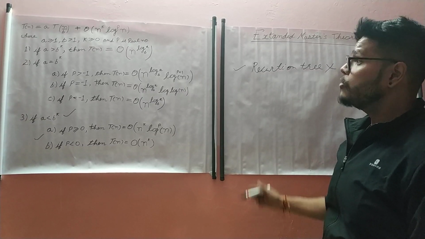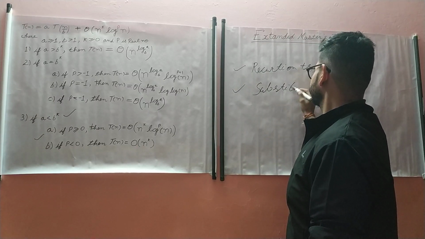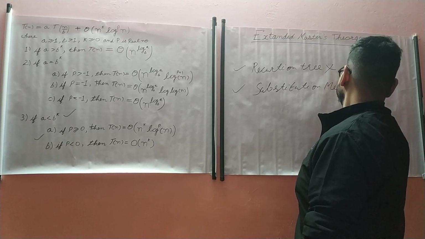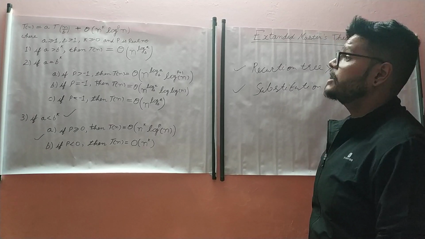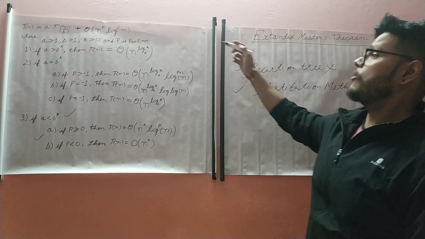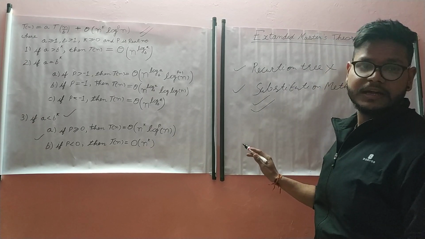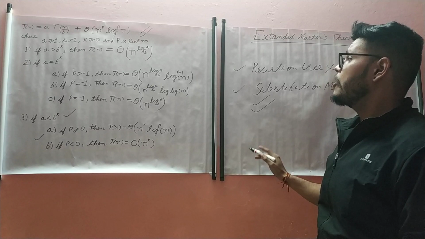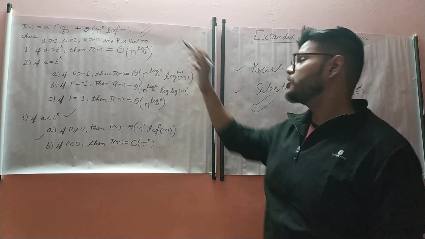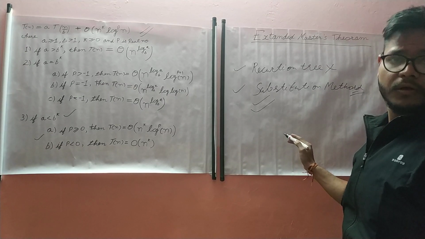But you also have to know the substitution method. If you get a recurrence relation which is not in the form of this form, you will apply the substitution method. It is the best method to solve problems which are not in this form. So always use the substitution method if you can't convert it into the Master's theorem form.